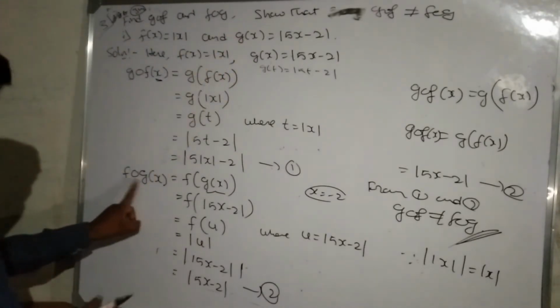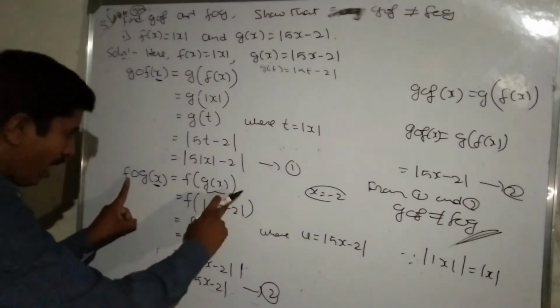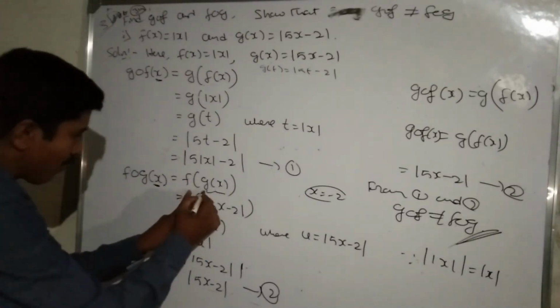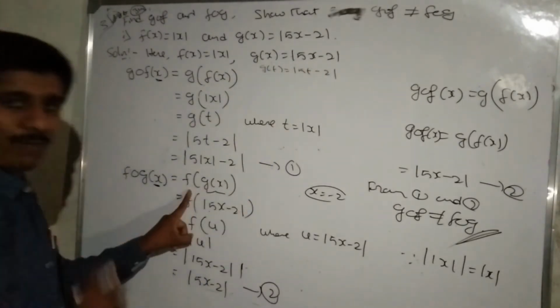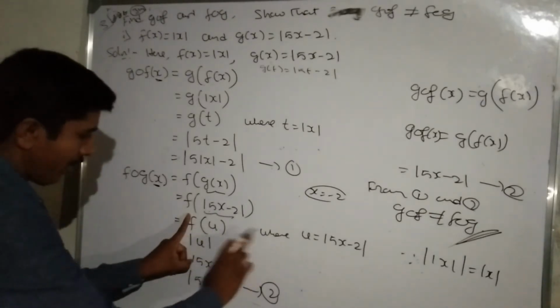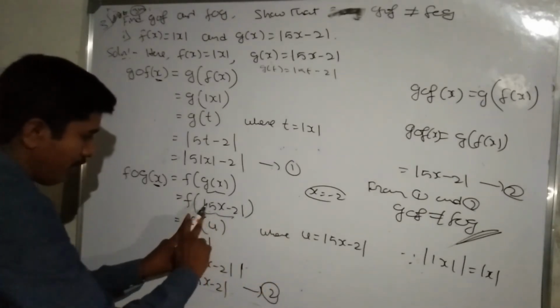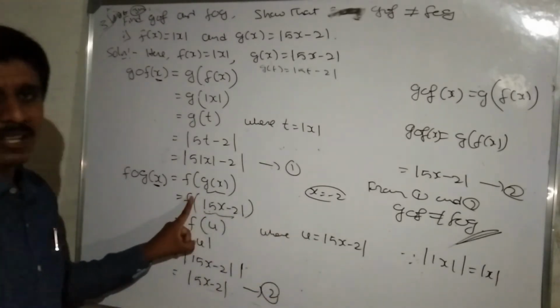Now take the second one. F of g, let us take domain element x. Very important one. F of g of x. F of, substitute the g of x value. Here we have the g of x value, modulus of 5x minus 2. Let us take this value as u, where u equal to this total inside-bracket value, modulus of 5x minus 2.